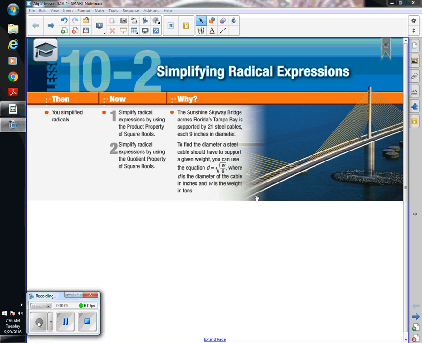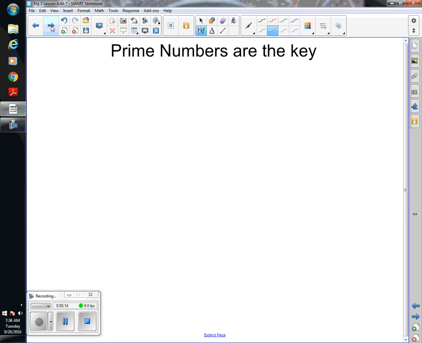Today we're working on lesson 4.4a. As you can see from the title of the lesson, it's titled 10.2. That's because this is a review of Algebra 1 and how to simplify radical expressions. Alright, the key to doing this today is recognizing your prime numbers. You've got to break everything into primes.